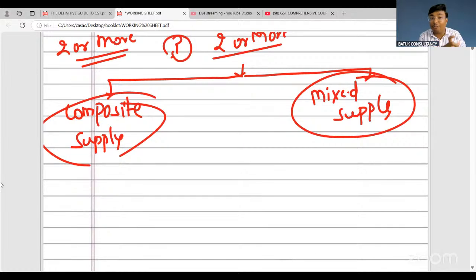So this determination of composite supply and mixed supply is very, very crucial, because suppose a particular supply is a composite supply and you have treated it as a mixed supply, in that case there may be a fluctuation in rate, and due to that there may be a litigation in future. Or suppose a particular supply which is a mixed supply and you have decided as a composite supply, in that case also there may be chances of litigation in future due to the wrong determination. So we have to be very much careful from that aspect regarding composite and mixed supply.